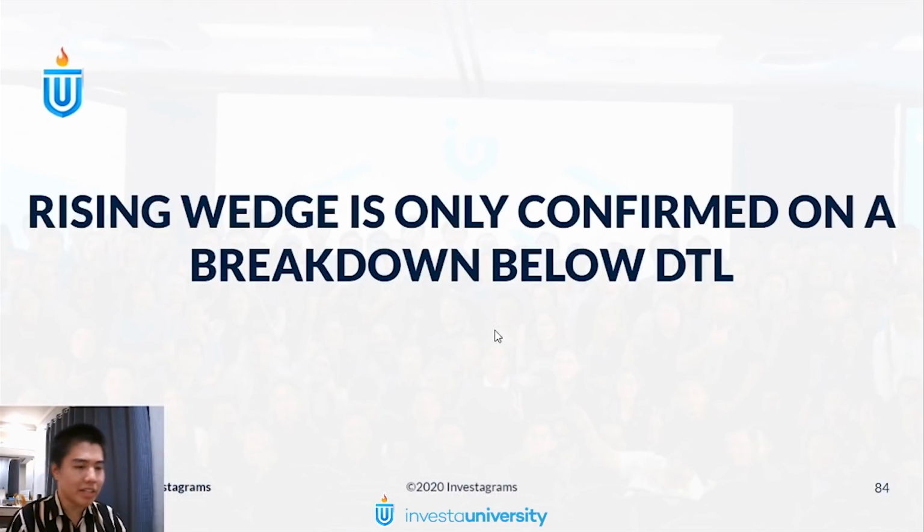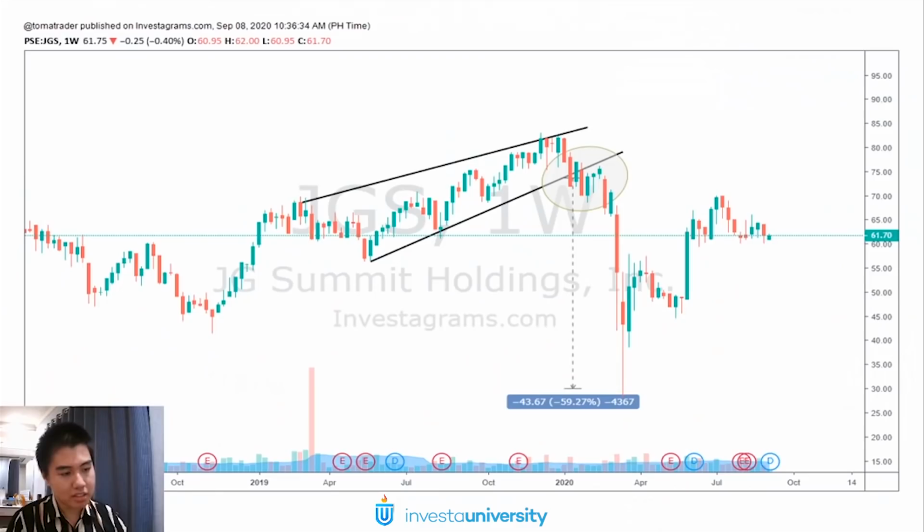But a rising wedge is only confirmed, right, as a potential downtrend or counter-trend move down, only on a breakdown below the uptrend line. Right? That means this trendline has to break to confirm that, okay, this looks like a reversal.